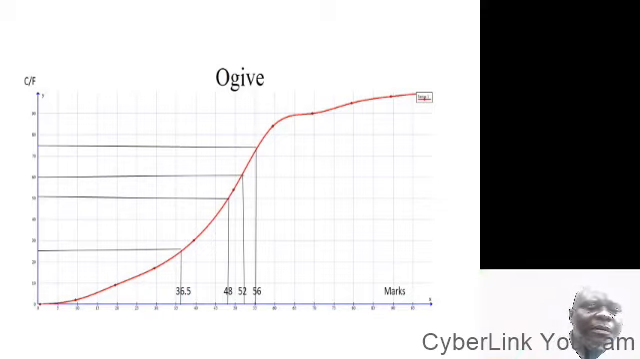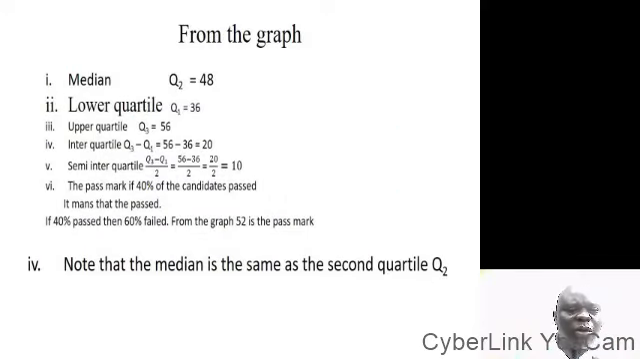And what is semi-interquartile? We told you that semi-interquartile is the average of the interquartile. That is Q3 minus Q1 divided by 2. Q3, 56, minus 36 gives you 20, divided by 2, 10. That is the semi-interquartile range. Now, let's take the last one.